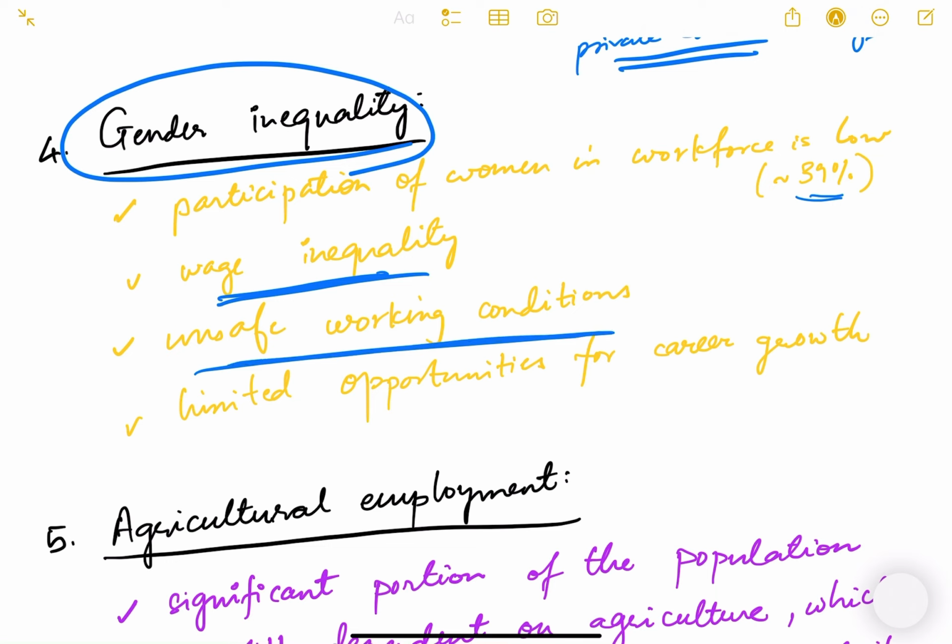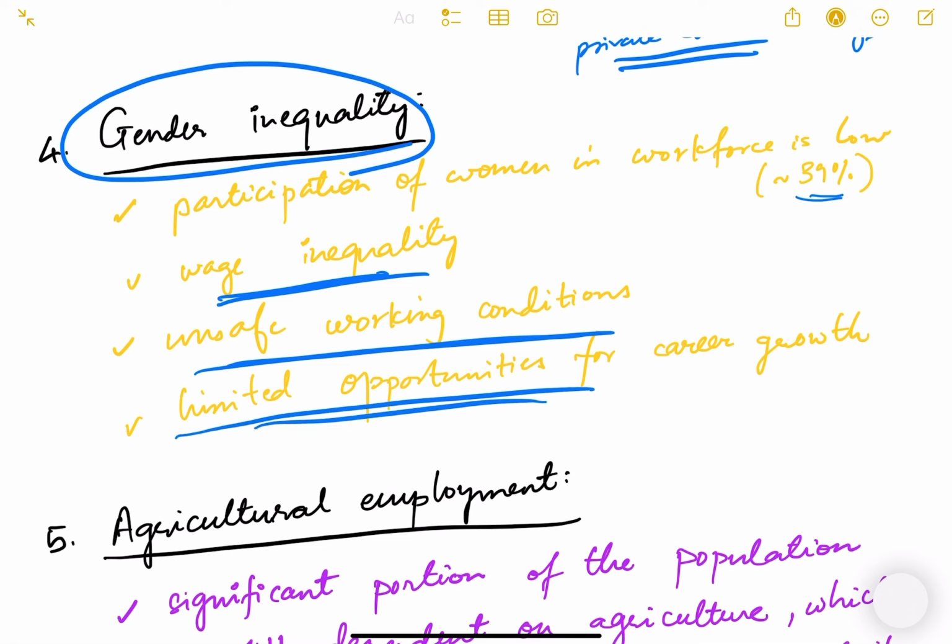All of us know about the current news that is going on around the unfortunate incident of a medical doctor in Calcutta. So unsafe working conditions are one of the reasons why most females don't want to go out and work, which is a sad thing for us. And so there is a kind of gender inequality when it comes to employment.